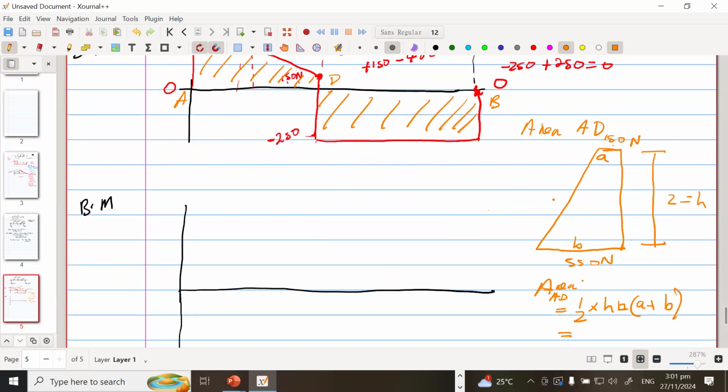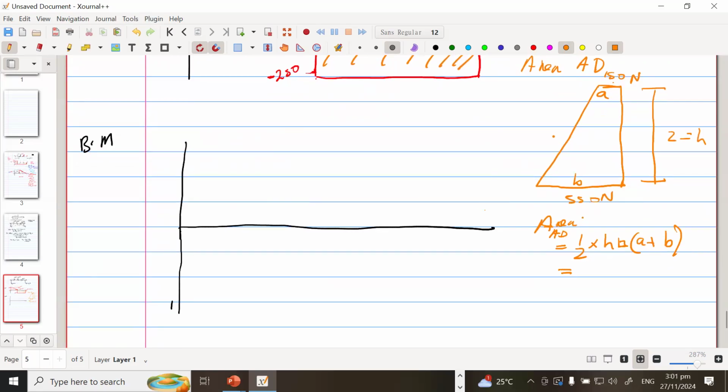From that, it simply says half times the height, which is 2, times the sum. What's the A again? A is 150. Let's move these icons out. This laptop is so small, not ideal to teach at all. 150 plus 550.